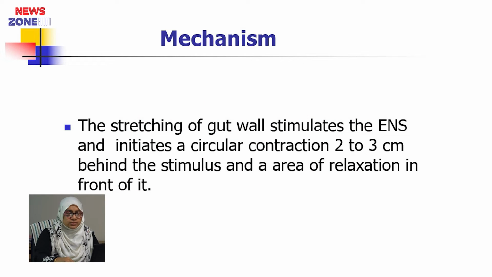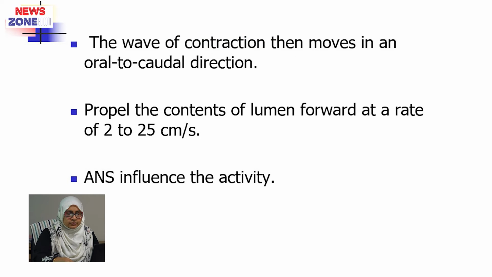Now let us discuss the mechanism, how peristalsis occurs. The stretching of the gut wall stimulates the enteric nervous system and initiates a circular constriction about 2 to 3 centimeters behind the stimulus, and an area of relaxation in front of it. Then the wave of contraction moves in an oral to caudal direction and propels the content of the lumen forward at a rate of 2 to 25 centimeters per second. The autonomic nervous system influences this activity.